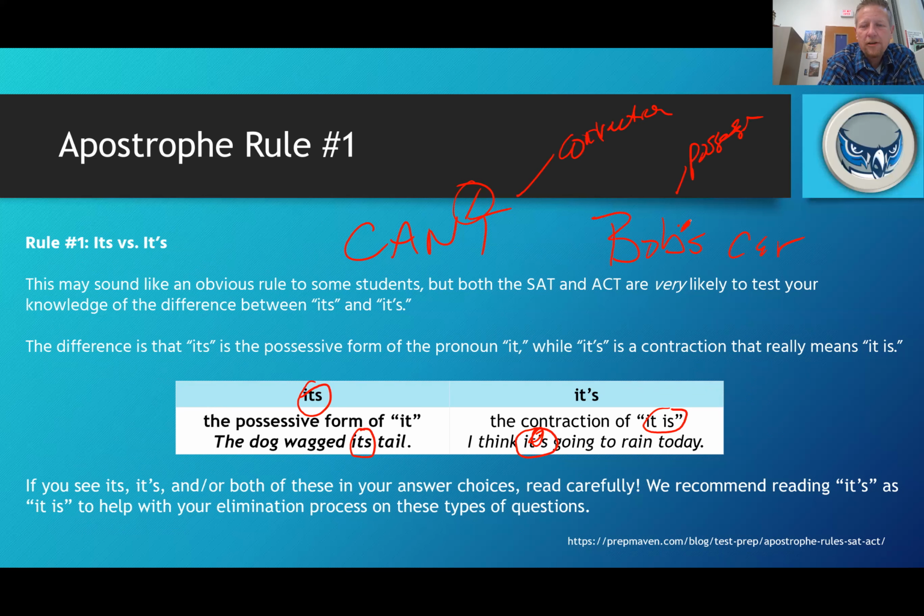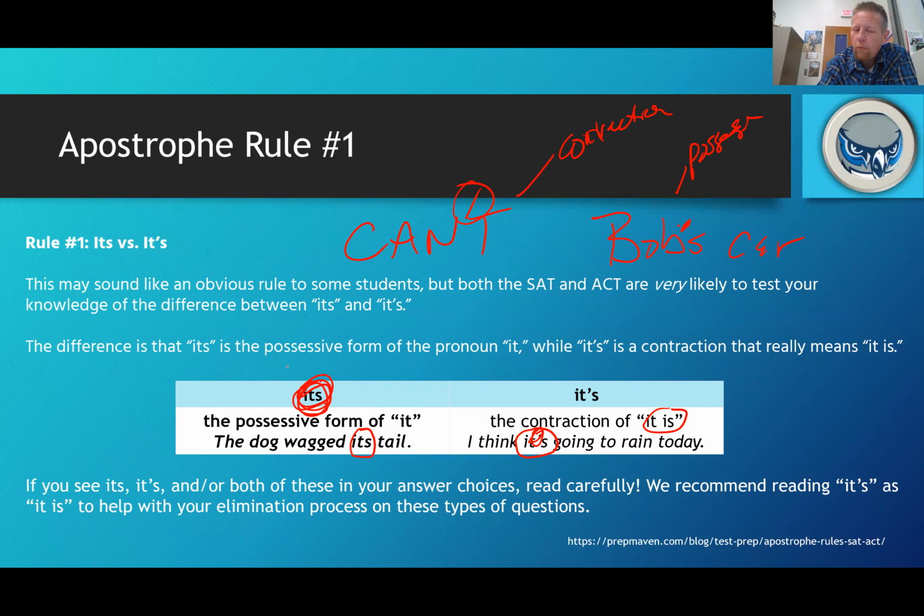And the problem is that the apostrophe is doing some heavy lifting. Sometimes it's used to combine two words and leave out some letters, as in it's, I-T apostrophe S. And other times it's used for possession, as in Bob's car, to show ownership. But its is going to be the exception to our possession rule. I-T-S with no apostrophe is going to be a possession. The dog wagged its tail.